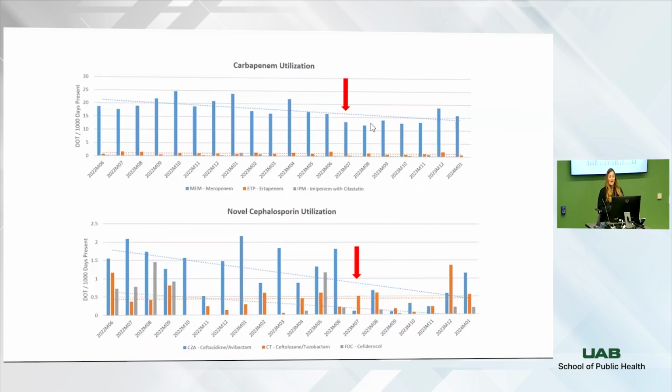And so we have not done stats on this and control charts to see significant differences, but there are downward trends at least that are promising for when we do finally put this data together. So the carbapenem utilization has the downward trend, and then the novel cephalosporin utilization, if y'all can see this right here, this is huge and significant.